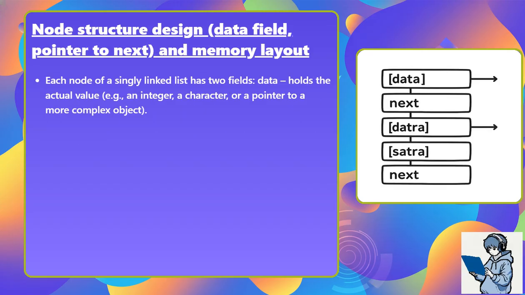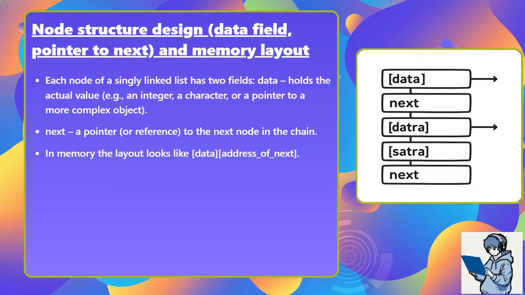Each node of a singly linked list has two fields. Data holds the actual value, for example, an integer, a character, or a pointer to a more complex object. Next is a pointer or reference to the next node in the chain. In memory, the layout looks like data followed by address of next. When the stack is empty, the top pointer is null.